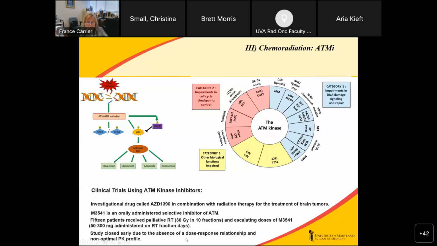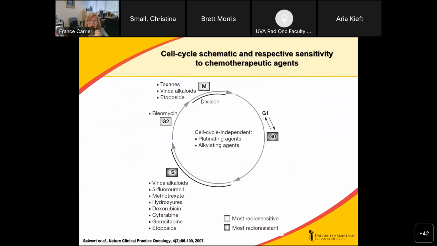They did only 15 patients, 30 grade 10 fraction for escalating dose, but the study was stopped because there was no dose response relationship and no optimal pharmacokinetic profile.